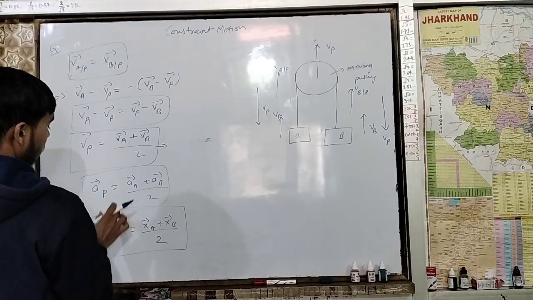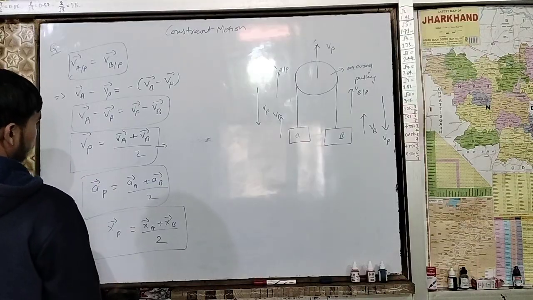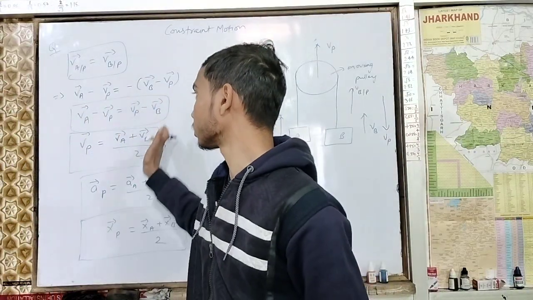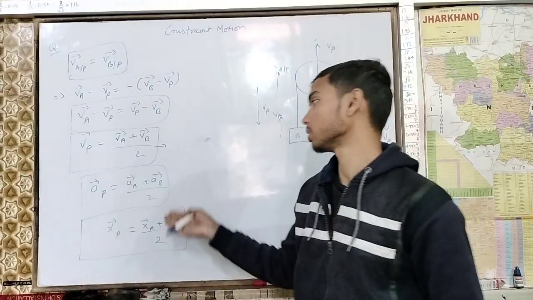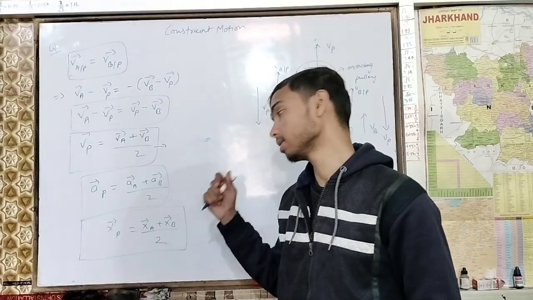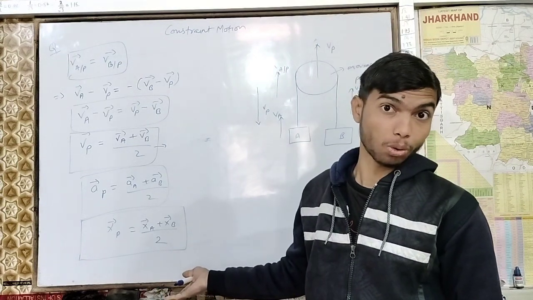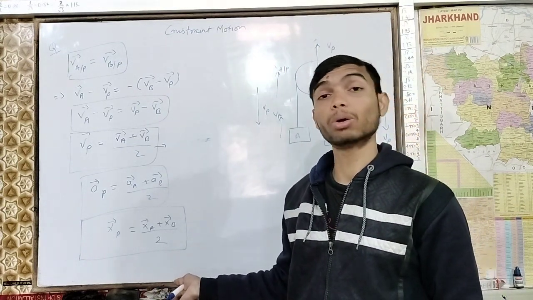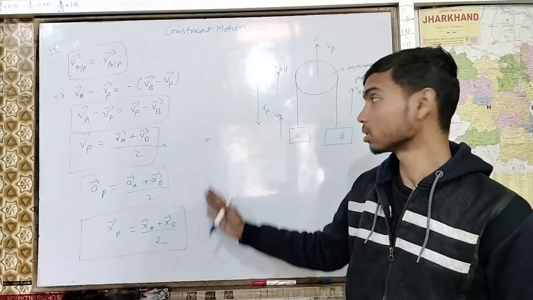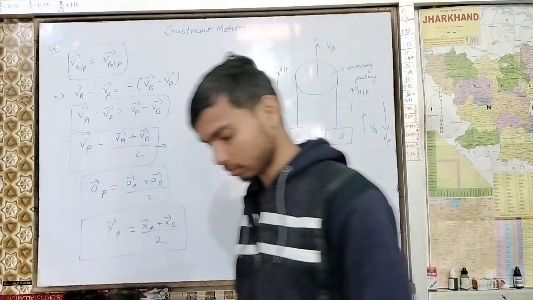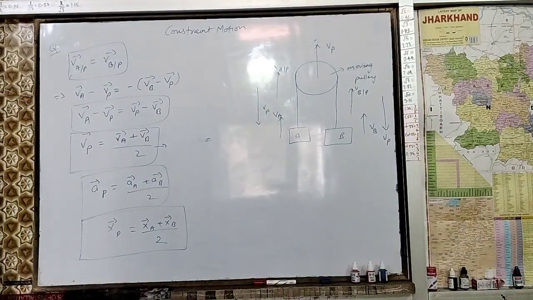Everything is the same. Just replace acceleration with X. That's it. If the question is asking velocity, then use the first equation. If it is asking acceleration, then use the second equation. If it is asking displacement, then use this equation. According to the question, we will use one of these equations. Clear? I think we are crystal clear about all these equations.